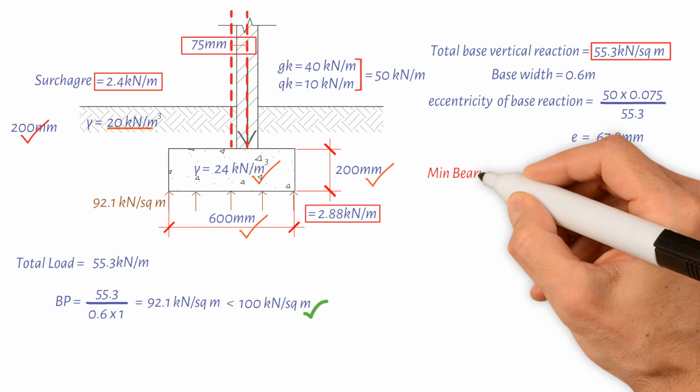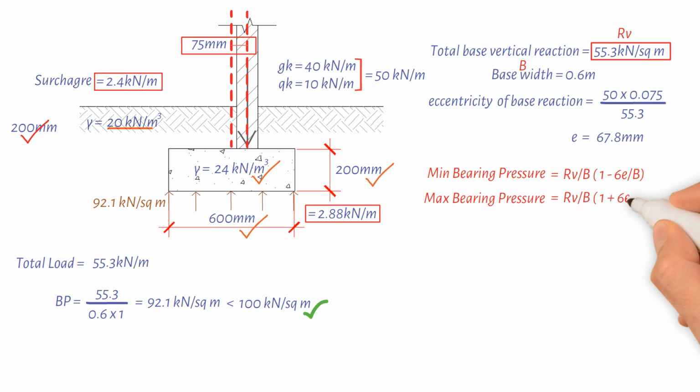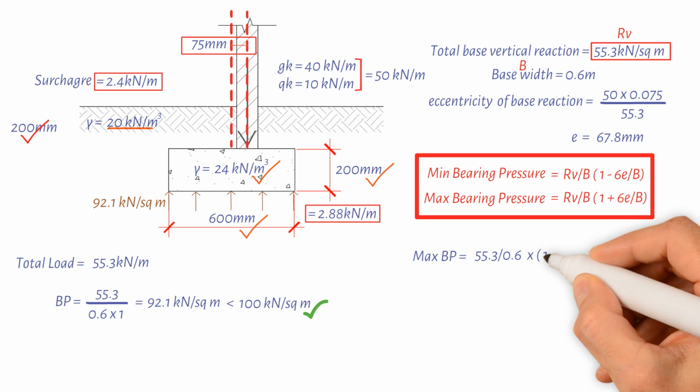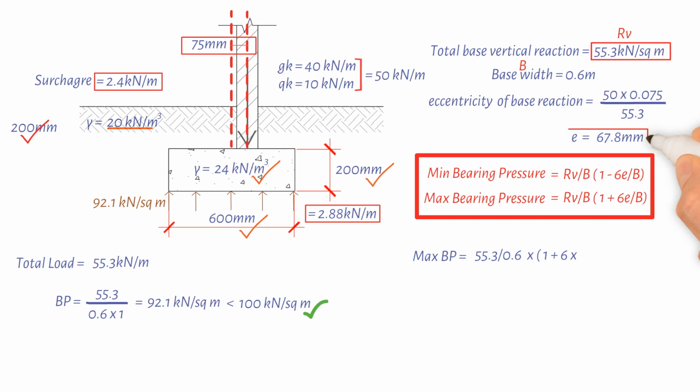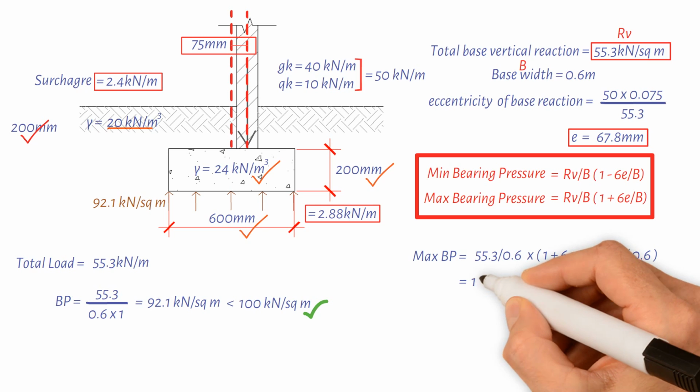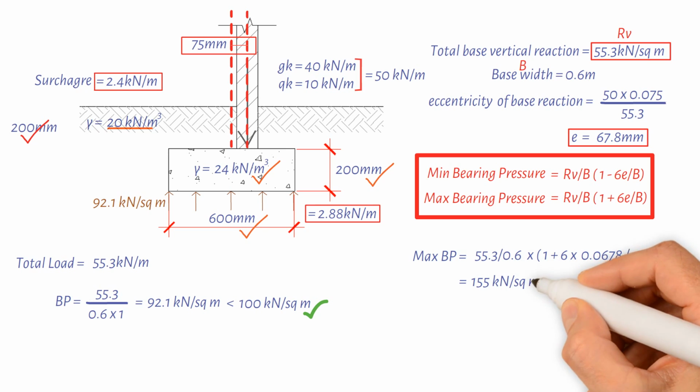The formula for the minimum and maximum bearing pressure are as follows, provided the resultant vertical force acts through the middle third of the foundation. The eccentric load produces a moment. The maximum bearing pressure is provided by direct pressure plus pressure due to bending. Therefore, maximum bearing pressure equals 55.3 divided by 0.6, multiplied by, open bracket, 1 plus 6, times the eccentricity of the base reaction, 0.0678 meters, divided by 0.6, close bracket. This gives us a value of 155 kilonewtons per square meter.